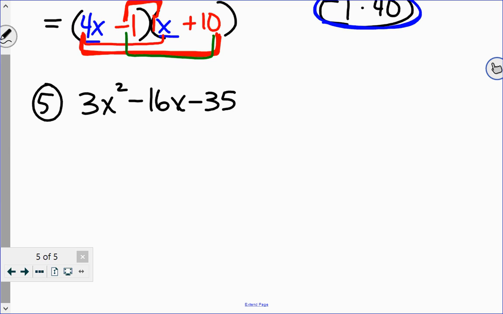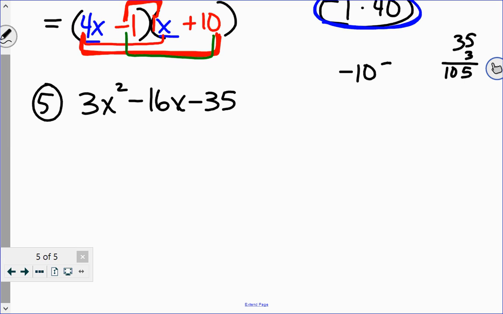Do not grab a calculator. Just go over here to the side if you can't do 35 times 3 in your head and write it down. Then don't forget it was a positive times a negative. So it's a negative 105, and I want the sum to be negative 16. So again, just start writing them down.